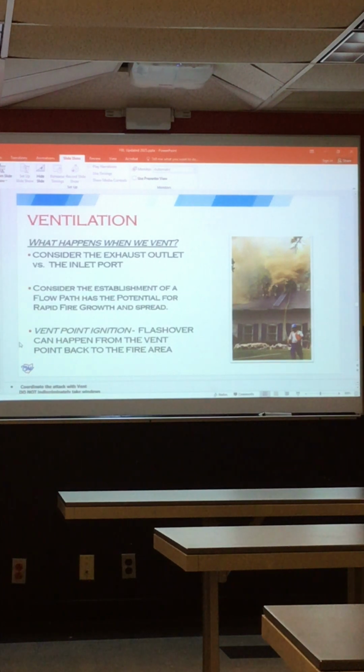So just remember, when you make that vent point, it can flash all the way back to the fire, kind of like what we saw in that first video. It's probably going to go all the way back to the fire, and who's in the way of that? Your other crews, so you're going to take them out. So, like I said, communicate. That's the big thing. Communication comes up in pretty much every NIOSH report that you read. It's poor communication, so we have to get better at that.